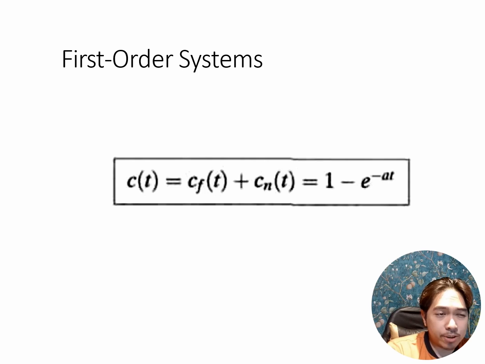Now taking the inverse transform of the previous equation, that leads us to c(t) equals cf(t) plus cn(t), which can be equated to 1 plus e raised to negative at, and that is what we are going to use as the general equation. But we have a shorter solution for that. I'm going to teach it later.